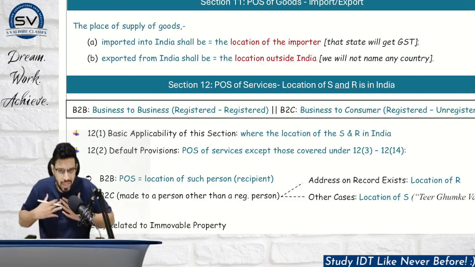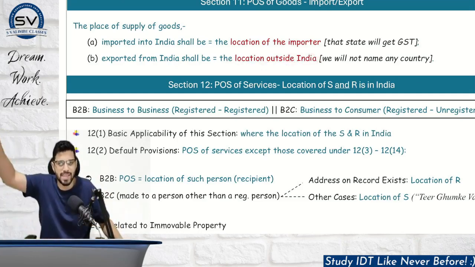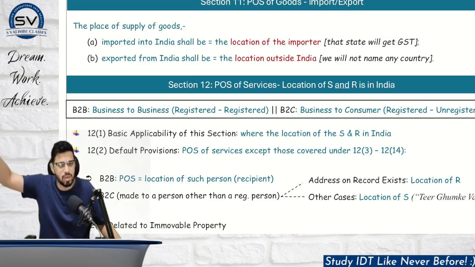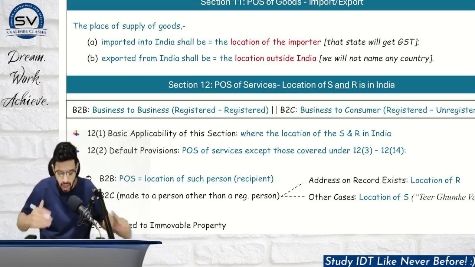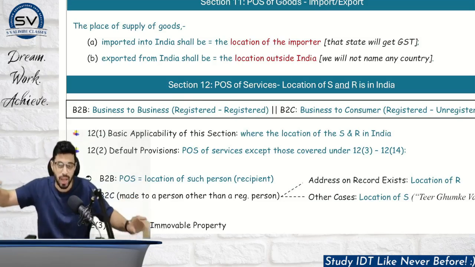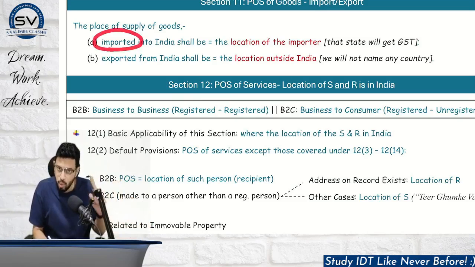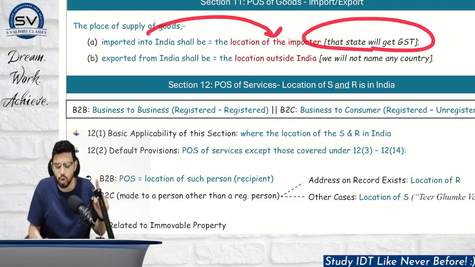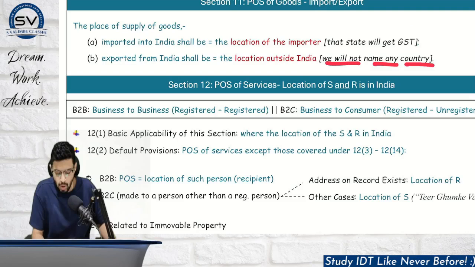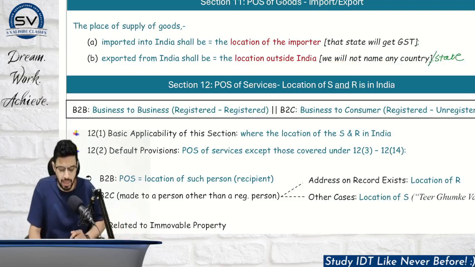Because with respect to GST law, we don't care what the exact state is. The person who is importing from India may be in the US, the UK, or Australia, we don't care. For us, the place of supply is outside India. Which state, we don't care. It matters when it is an import transaction because GST is going to be distributed to that particular state. So we will not name any country or any state. Hope this is clear. Section 11 is a plain section, not many questions are asked.